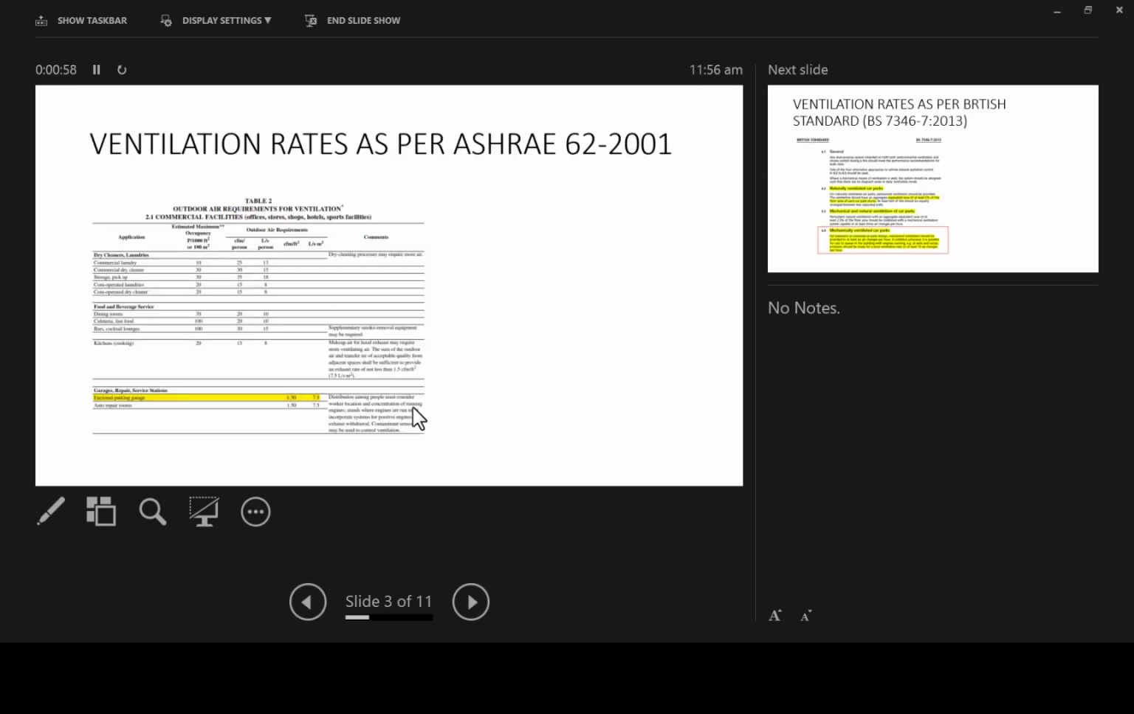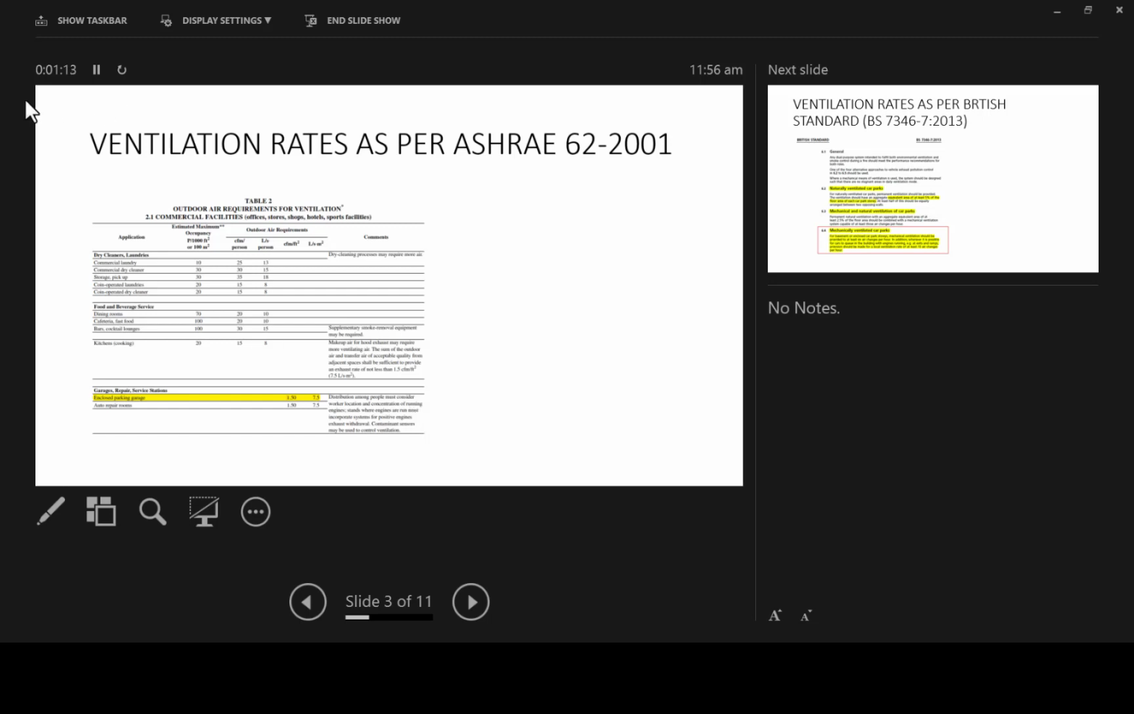So we have different standards to follow, like ASHRAE, NFPA, British standard. So I will teach you how to use these and how to design a better car park ventilation system.